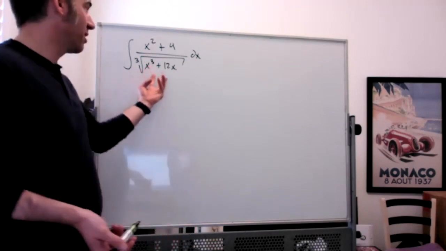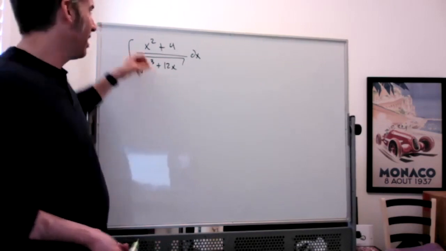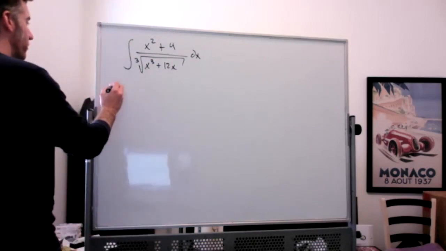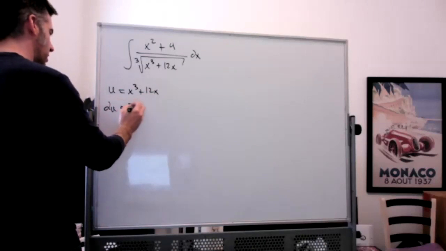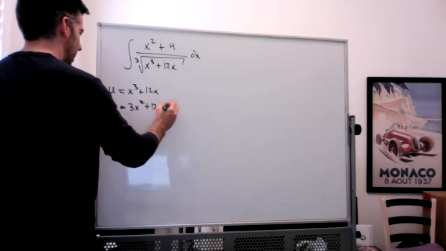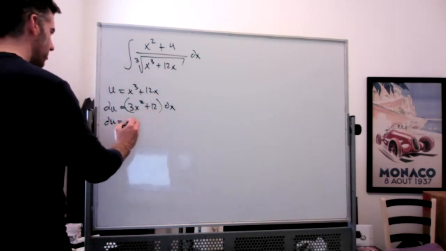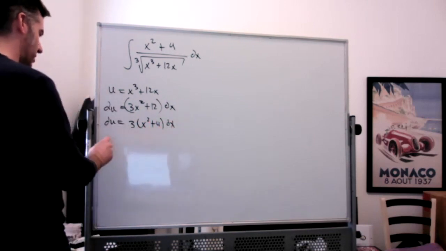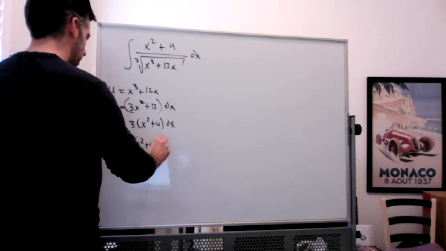Look, this is x cubed plus 12x. The derivative is going to be something x squared plus a constant. I've got something x squared plus a constant. That's looking like a pretty good choice. So if u is x cubed plus 12x, our du is 3x squared plus 12 times dx. If I factor out the 3, I can divide both sides by 3 and say 1/3 du is equal to x squared plus 4. So we're in a good spot.